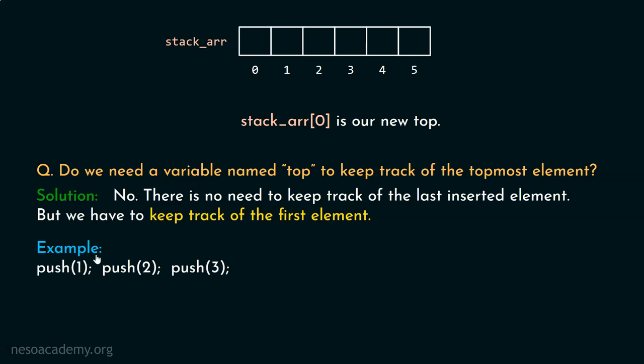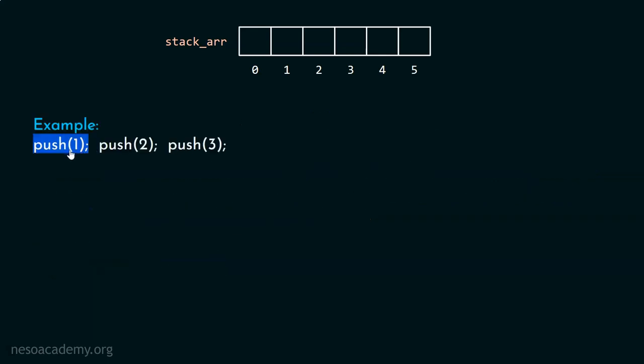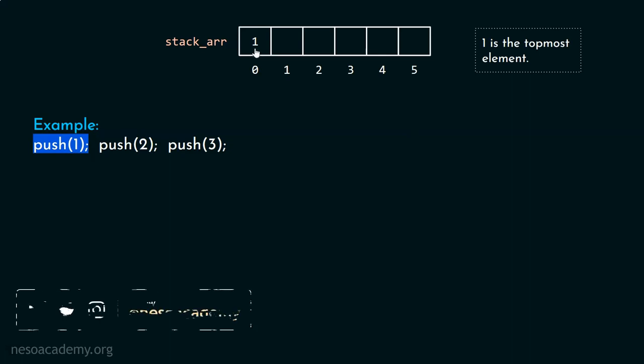Here I am considering a simple example to demonstrate why the top variable is not required at all and why we have to keep track of the first inserted element. Here I am using this sequence of steps: push 1, push 2, push 3. This means that we want to insert this element first, and then this element, and then this element. Let's just call push 1, which means we are calling the push function, and to the push function we are passing 1. Okay. Here is how the stack ARR looks after inserting this element. Isn't that so? 1 will be our topmost element.